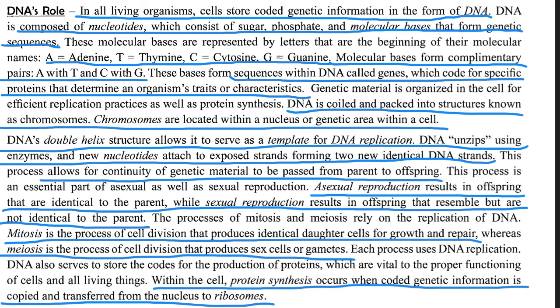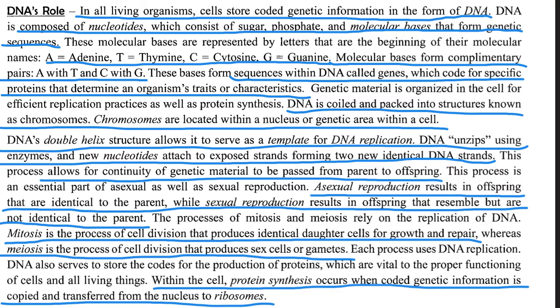Molecular bases form complementary pairs. A pairs with T and C pairs with G. These bases form sequences within DNA called genes, which code for specific proteins that determine an organism's traits or characteristics. Genetic material is stored in the cell for efficient replication practices as well as protein synthesis. DNA is coiled and packed into structures known as chromosomes. Chromosomes are located within a nucleus or genetic area within a cell.